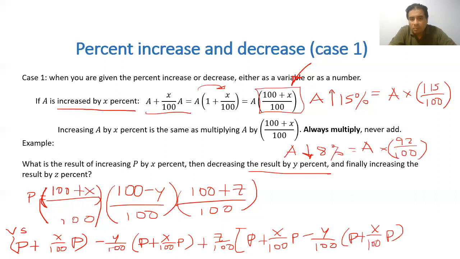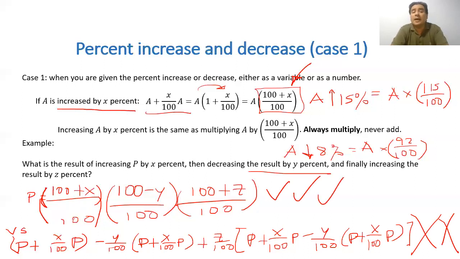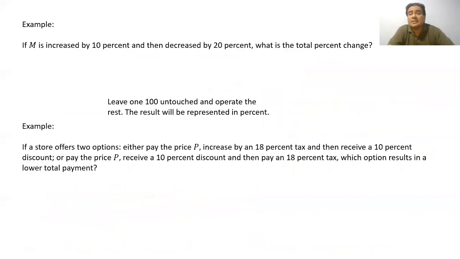And you see how humongous this is? It's super duper large. So never do this. Okay? Always use this method: multiply by a decrease or increase percent factor. Okay? Let's continue with an example.